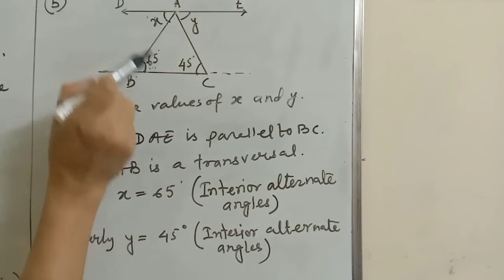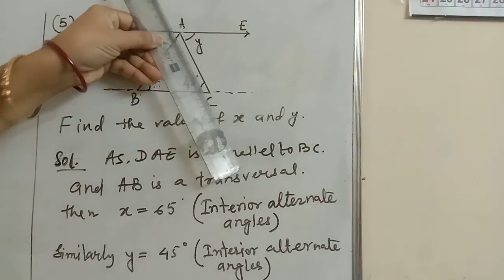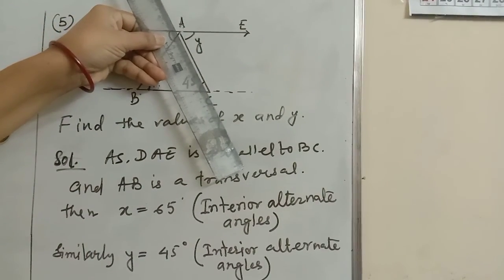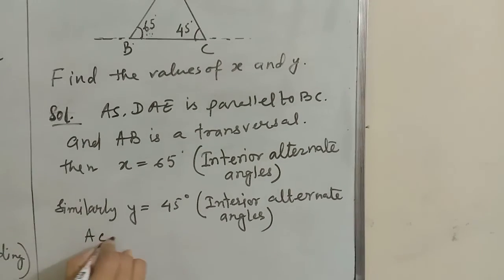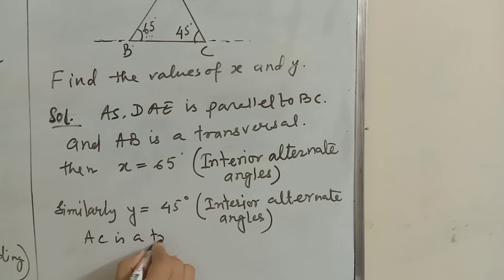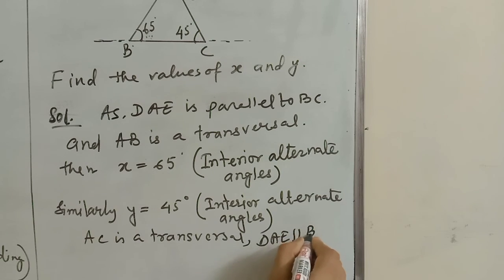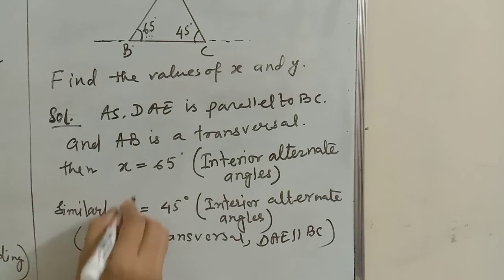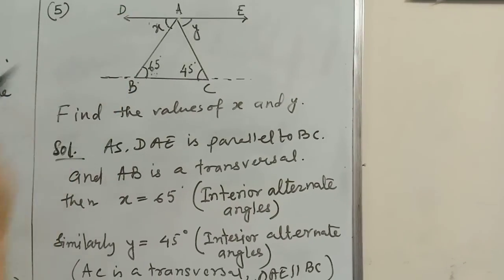Similarly, we can say that Y is equal to 45 degree. In that case, AC is the transversal here, and DAE is parallel to BC. So in this way you can find that X is equal to 65 degree and Y is equal to 45 degree.